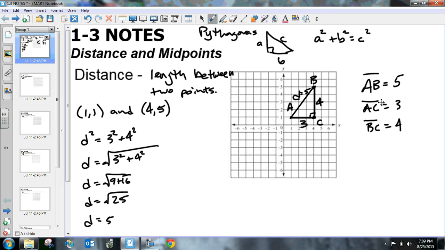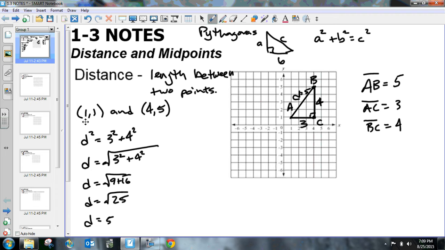So get used to it because it's awesome and it's cool and it's got a lot of significant value in history. But besides that, we can figure out the distance between 2 points using the Pythagorean theorem. Another way that we can think of that is by using the distance formula.